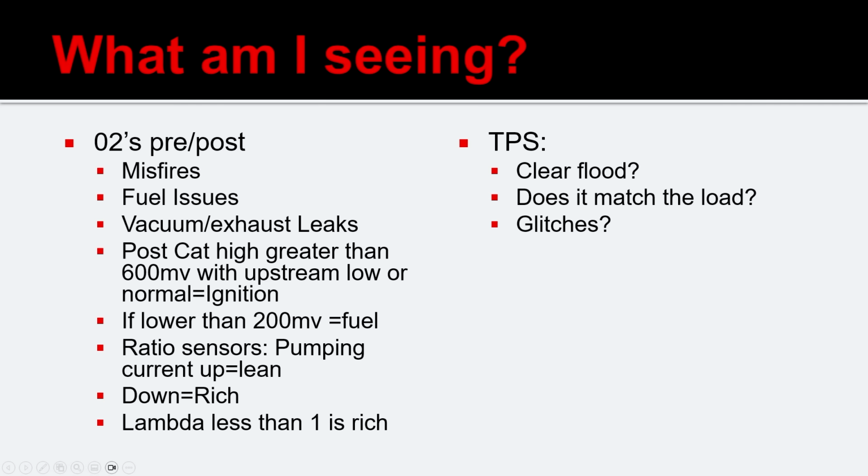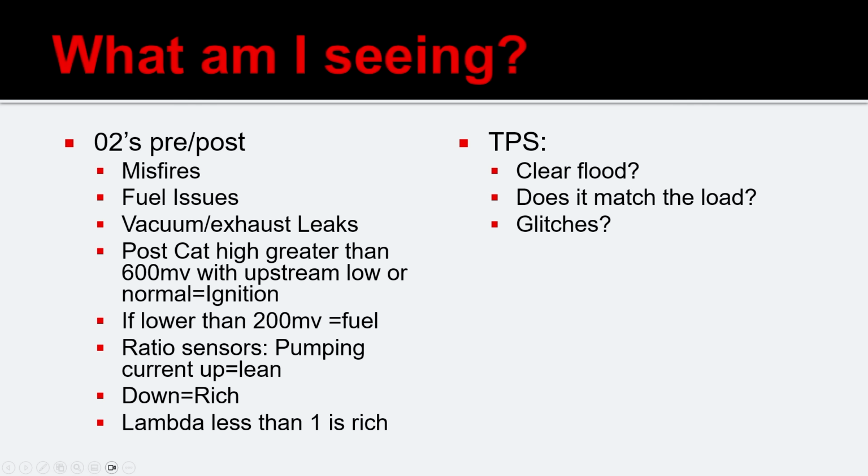Basically a rule of thumb, and we'll come back to this in a little bit: if I look at my post-CAT O2 sensors and they're greater than 600 millivolts with the upstream being lower or normal, and it's running rough, that's usually an indication that it's an ignition type of problem, right? Now I'm going to look at some of the other PIDs to verify that, but it's an indication that the reason this car is running rough is because it's ignition related. If it's lower than 200 millivolts, then it's usually an indication that it's a fuel related problem. And that opens up a whole different series of tests that I'm going to do.